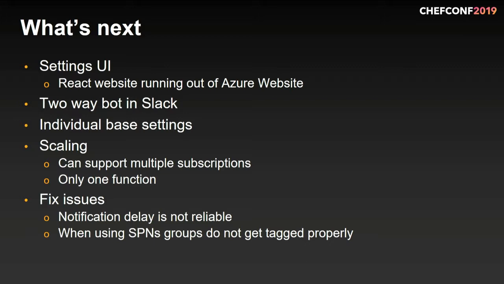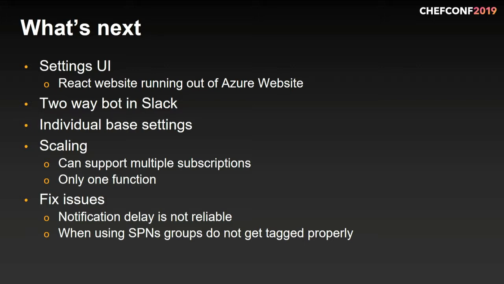I'd like to put together a two-way bot in Slack. So if Slack is notifying you too much, or you wanted to change a tag on the group to in use, then you could write back to the bot and it would update your resource group for you. Or if you wanted to put a snooze or something on there, I could see a two-way bot being useful.